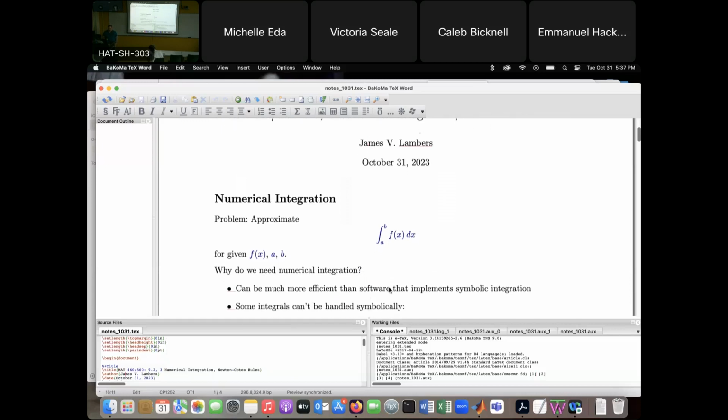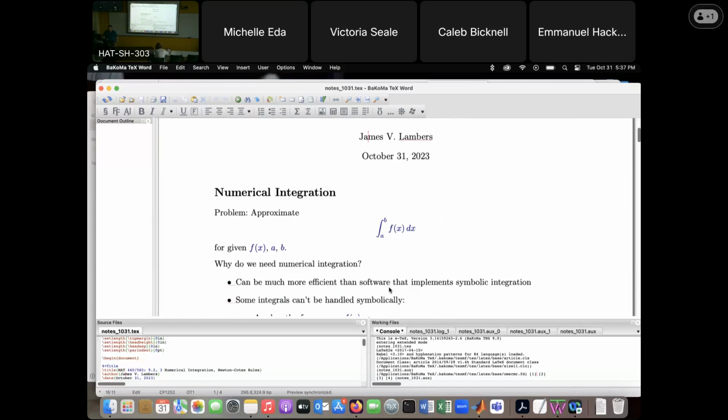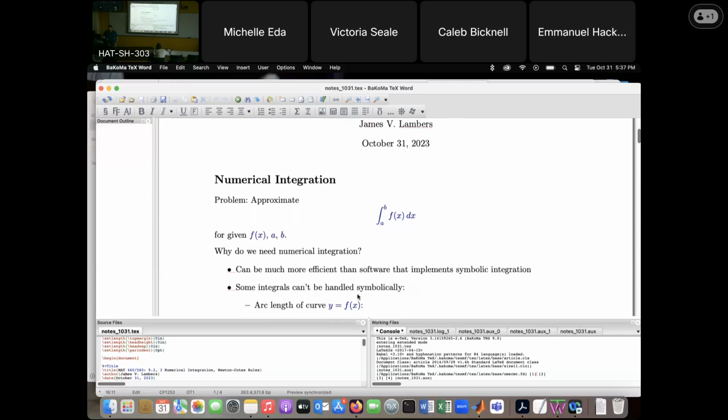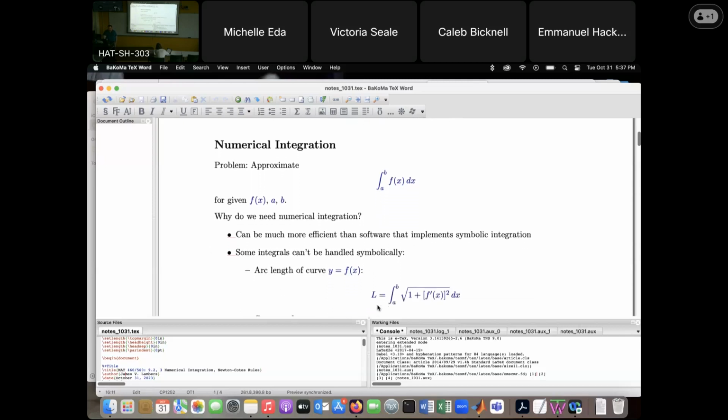Also, some integrals, even ones that have a very simple appearance, cannot be worked out using the kind of integration rules that we learned. One example that actually does come up in calculus is the arc length of a curve. So the arc length of a curve described by the equation y equals f of x is given by this formula here. I remember covering this formula in Cal 3.